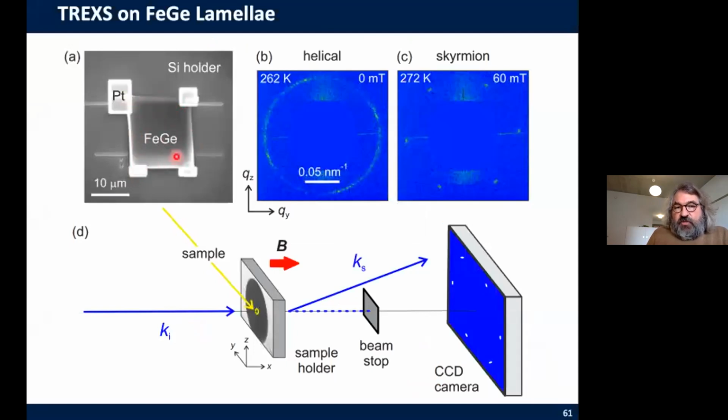So iron germanium was cut out as a lamella. This is done in a technique that is normally used for transmission electron microscopy. And here you see the helical structure. So this is really polycrystalline helical order. And here you see the skyrmion order with your characteristic 6 peaks.